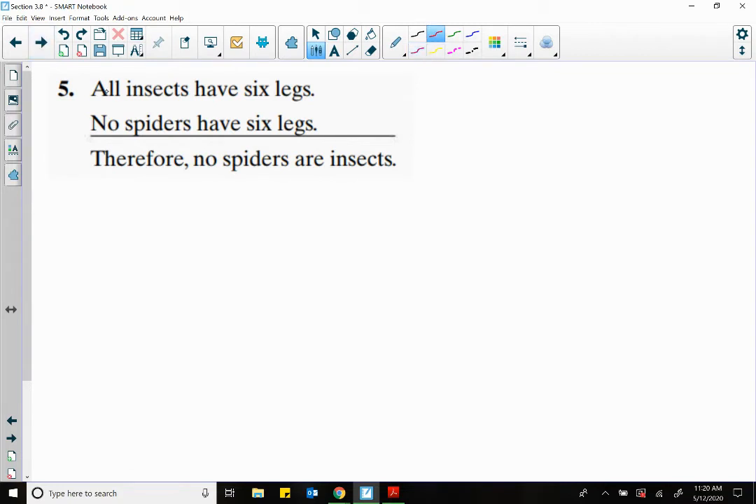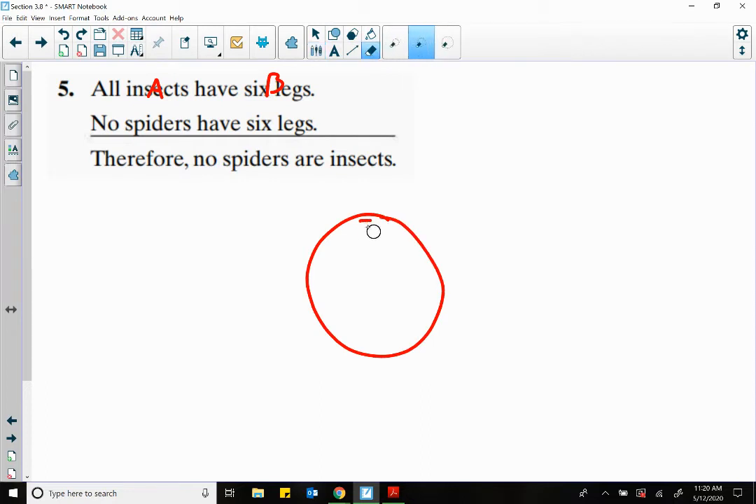Okay. So it says all insects have 6 legs. So this is an all A are B. Insects are A. B is 6 legs. So I've got 2 circles, insects and 6 legs. So I'm going to let this be my 6 legs and this be insects. So my insects are inside the 6 legs. All right, so this is met.